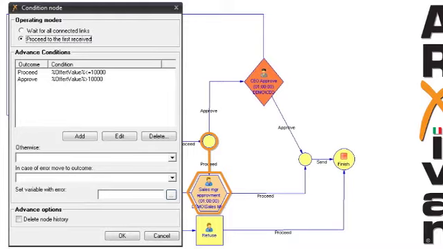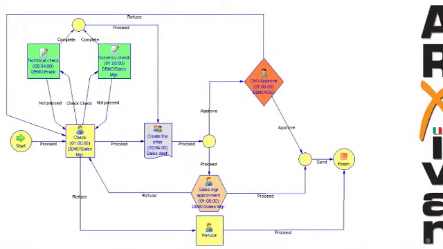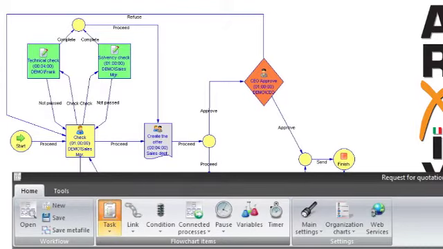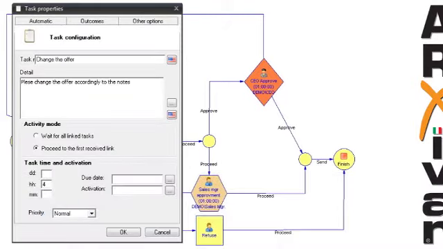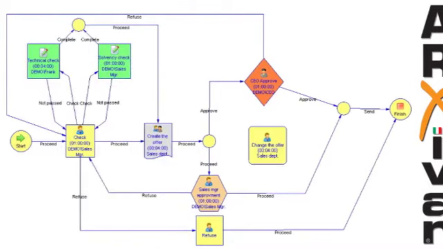As you can see, it's very easy to define any kind of process. Just to show you how easy it is to edit a workflow, let's add a new task here to let the CEO or the sales manager ask for some changes to the offer. We create a new task and insert a name. Set the task duration and send it to the same salesman that created the offer.